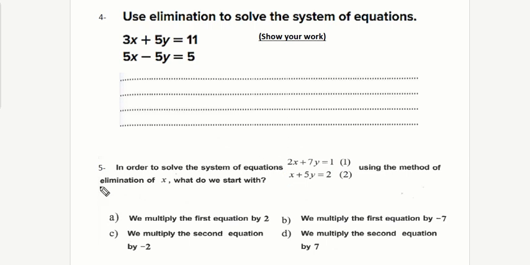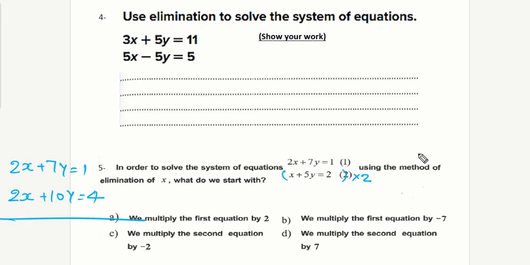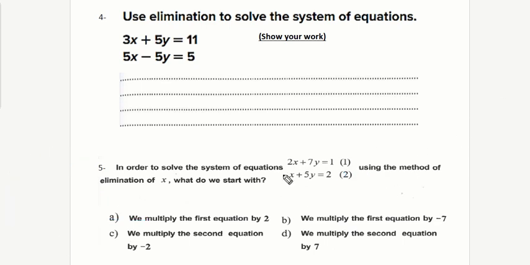So your first equation is, let me write here, 2x plus 7y is equal to 1. The second equation will be 2x plus 10y is equal to 4, when you multiply equation 2 with 2. That's how you do it. Now here if you look, the numbers are the same, so you will use method of subtraction then, right? 2 minus 2 is 0, and then you can further solve it. It's only asking where do we start. So we start with multiplying equation 2 with number 2, so we can make one variable with the same coefficient. Okay, so that's it.